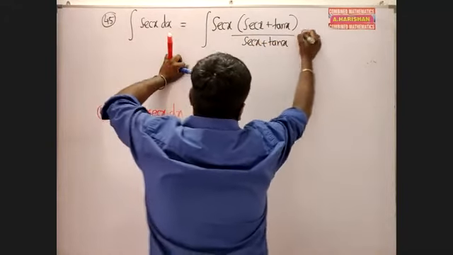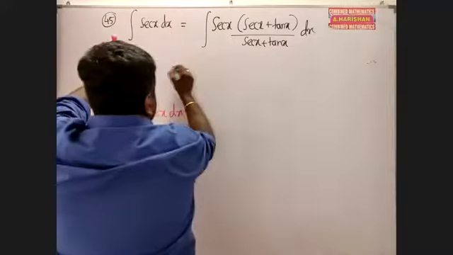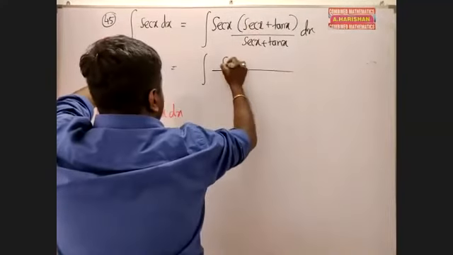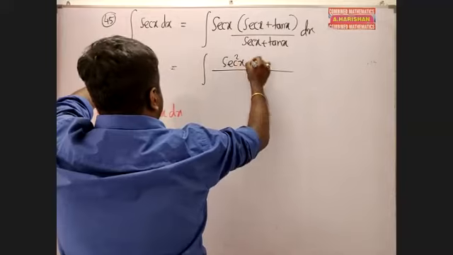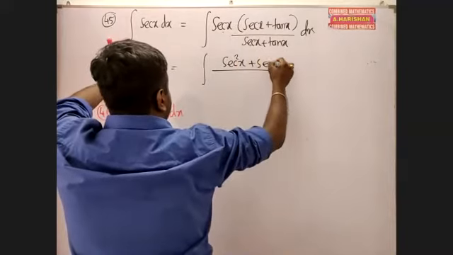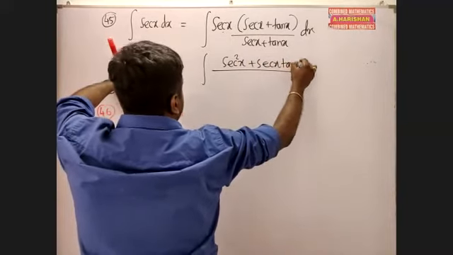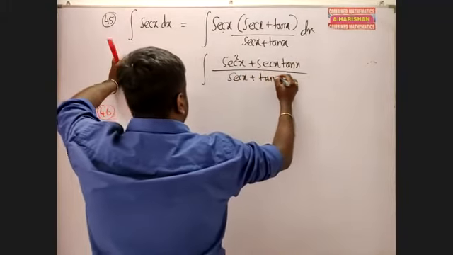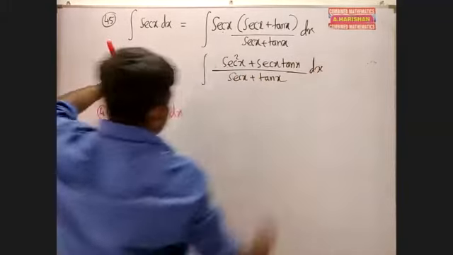Why? You multiply this into this, sec square x, and this into this, sec x tan x. Now tell me, here sec x plus tan x, dx.